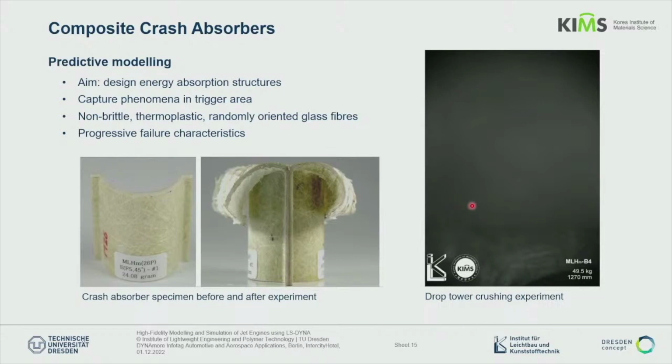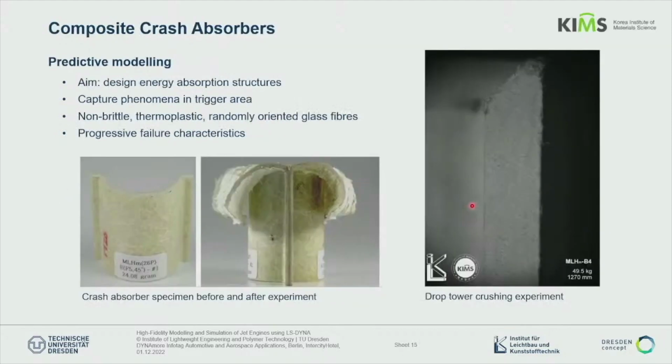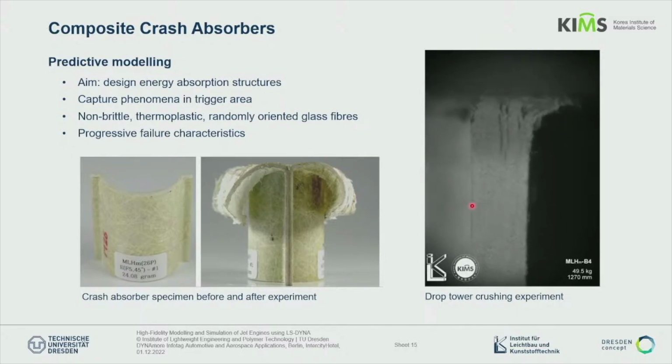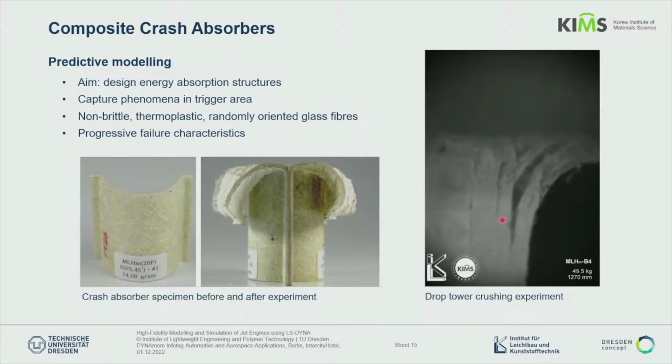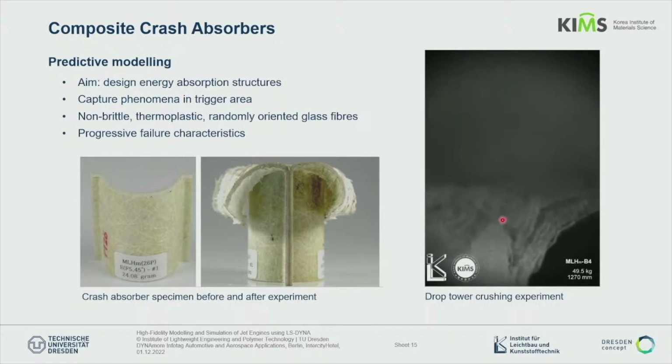So what do we see when we look at the experiments? We see, in this case, a rather complicated behavior. It's not the typical brittle behavior you see from CFRP material. It's a combination of the typical failure mechanisms, like delaminations, but also a plasticity-like behavior coming from the thermoplastic matrix material. So of course you need to capture the energy absorption characteristics.